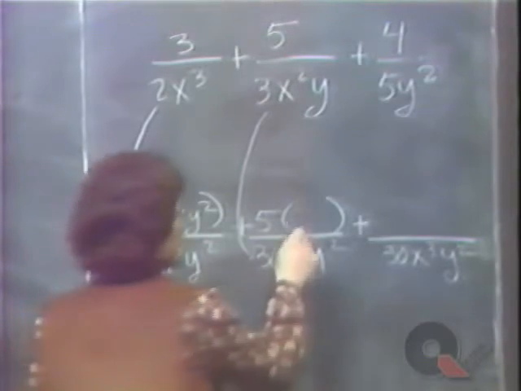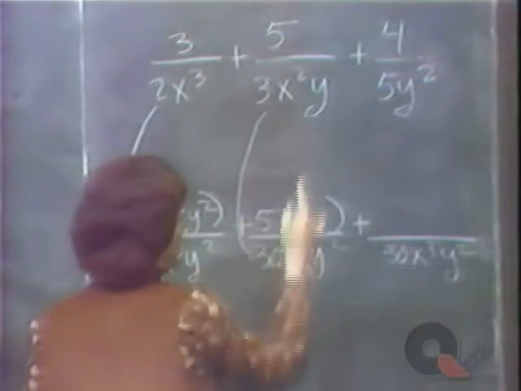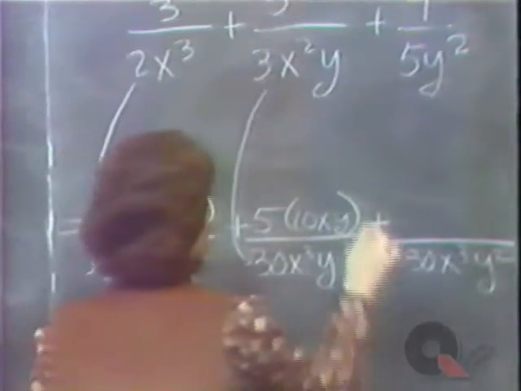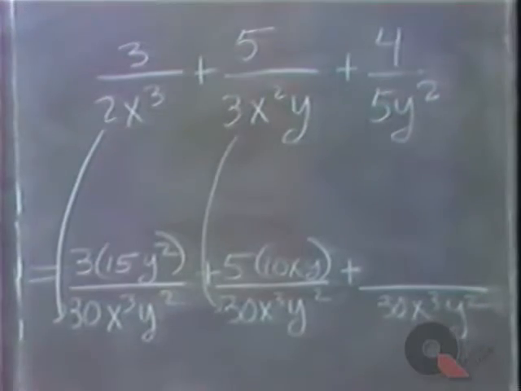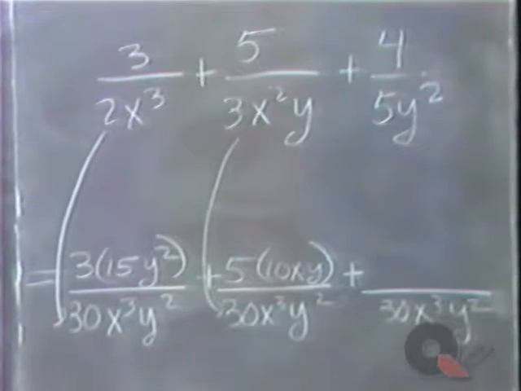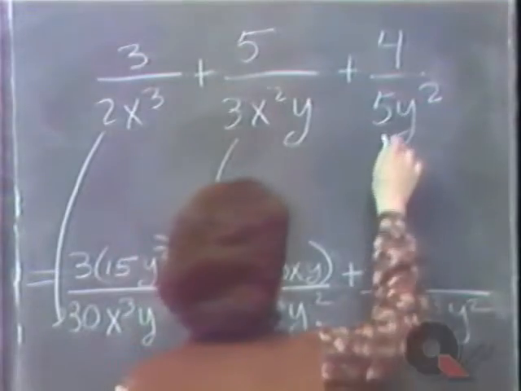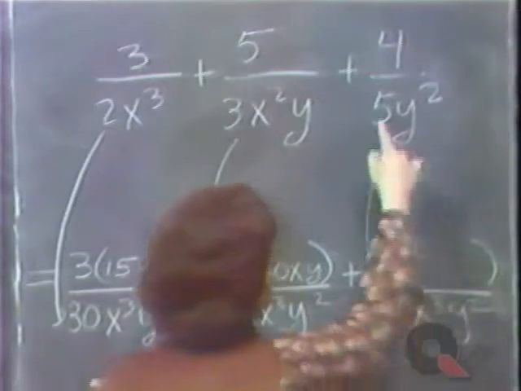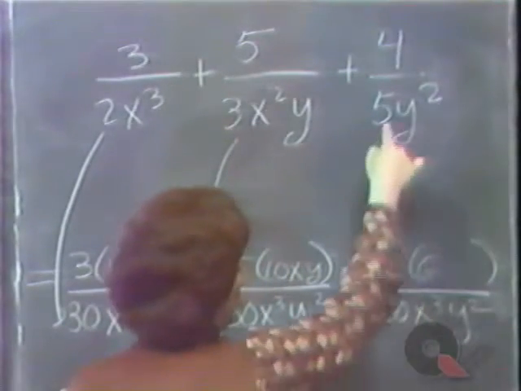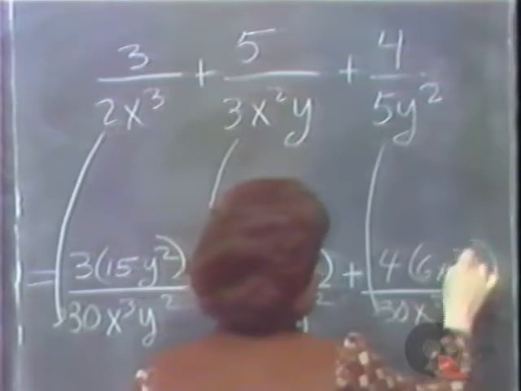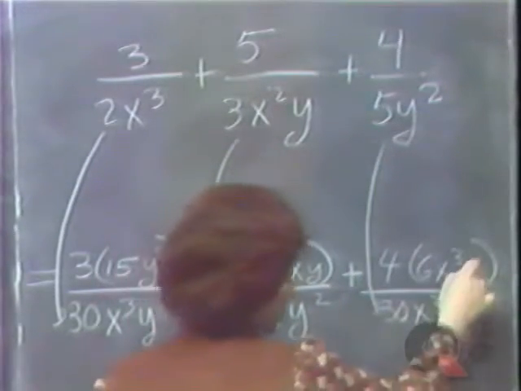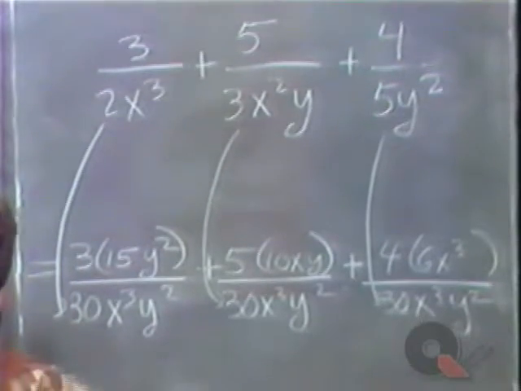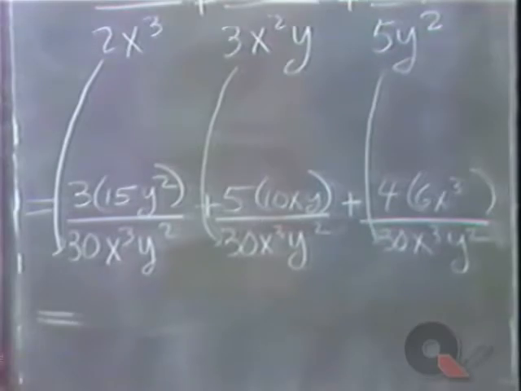To go from 3 to 30, you multiply by 10. From x squared to x cubed, you multiply by x. From y to y squared, you multiply by y. You multiply the bottom by 10xy, you multiply the top by 10xy as well. And finally here, to go from 5 to 30, you'd have to multiply by 6. To go from 1 to x cubed, you'd multiply by x cubed. To go from y squared to y squared, you just multiply by 1. So you'd have to multiply top and bottom by 6x cubed.